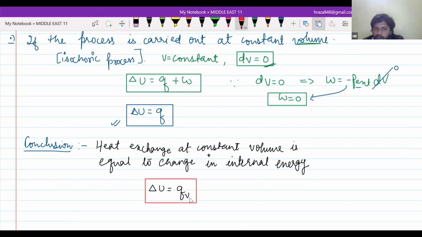This is the right symbol for this statement: Q, and if V is written in the subscript, that means volume is constant. If P is written in the subscript, that means pressure is constant. Whenever volume is constant, the heat exchanged, whether given to the system or coming out of the system, will always be equal to delta U at constant volume. The condition is: at constant volume. Is that clear, everyone? Yes, sir.